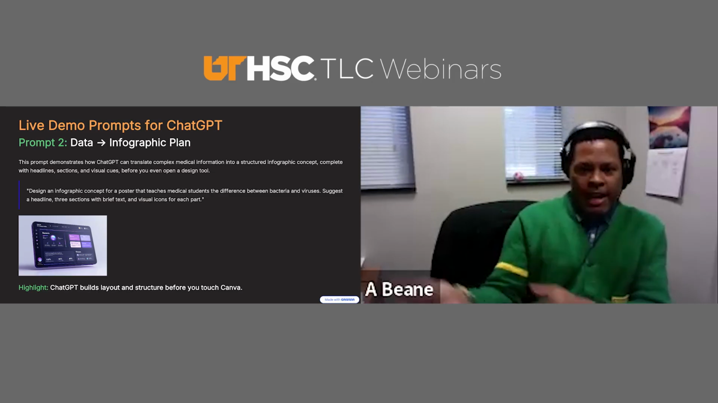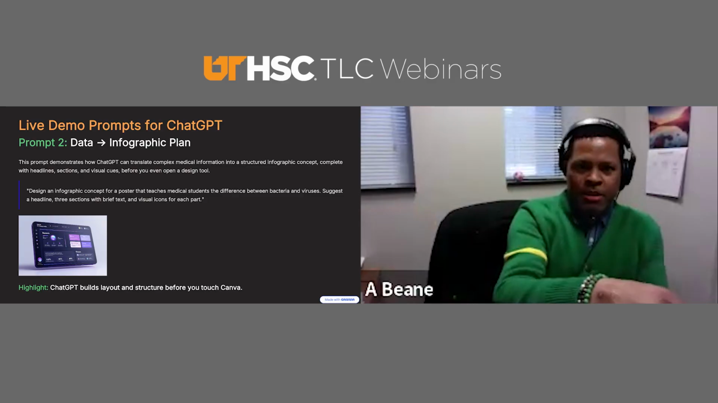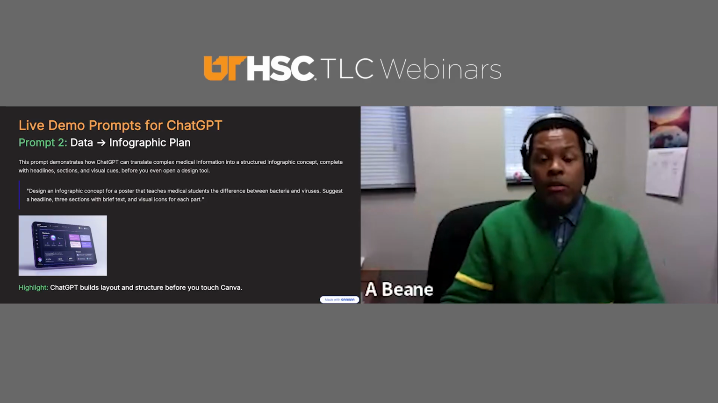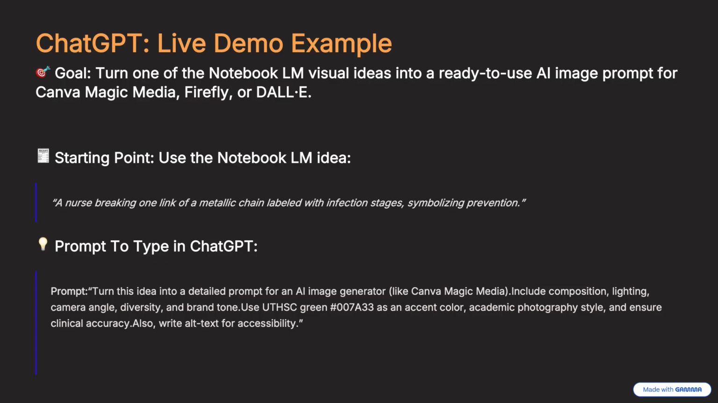So I know I skipped ahead, but I just wanted to put that picture there to show you what the ChatGPT prompt produced when I did that. With the ChatGPT example, this is an example starting point prompt that I got from Notebook LM. Remember earlier we talked about how it's streamlined from a paragraph to a sentence? Well, this is the sentence.